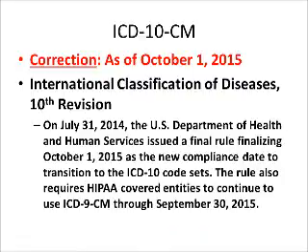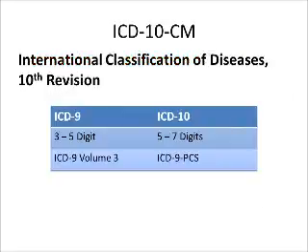We talked a bit about ICD-9, but as of October 2014, the ICD-9 coding system will be discontinued, and the newest revision will be used. The newest revision is called International Classification of Diseases 10th Revision, or ICD-10. In this revision, Volume 3 of the ICD-9 will now be called ICD-10 PCS for procedures. Codes will have 5 to 7 digits as opposed to the 3 to 5 digits.